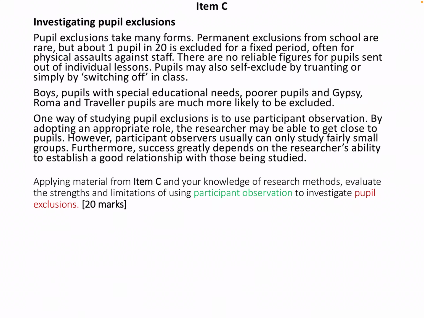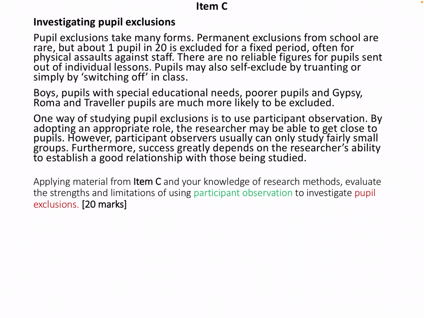Paul Willis, you should know, did a bit of participant observation, and he was quite clearly not a student. He was a man with a moustache, so yeah, he definitely didn't look like a student. But he did manage to gain some very valid research purely by spending so long with the boys that he studied.